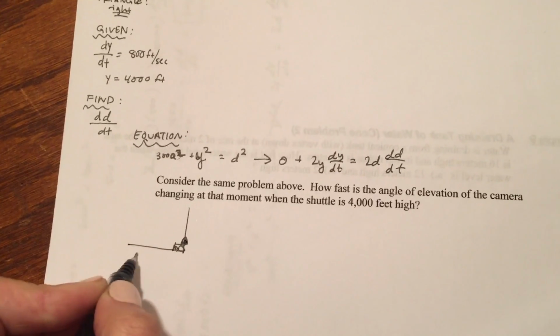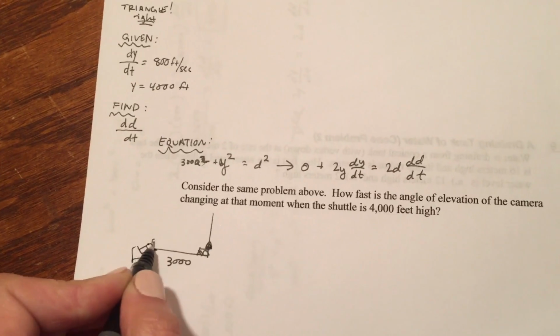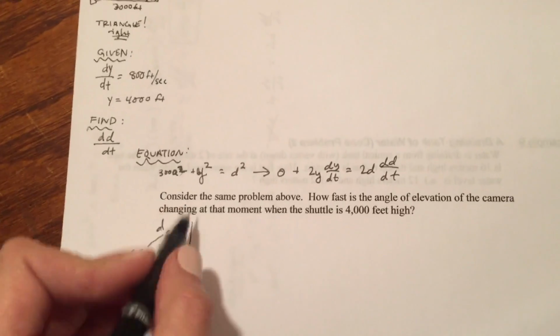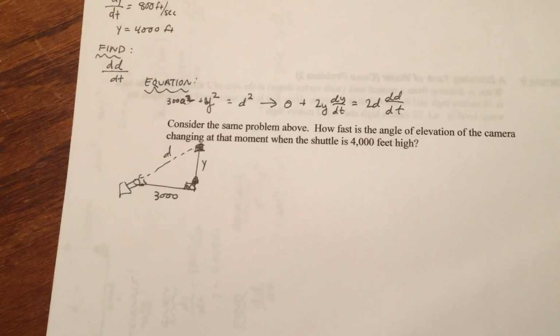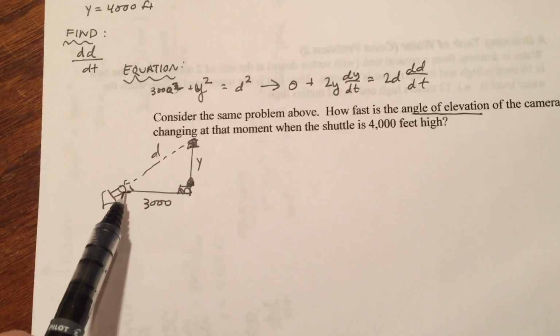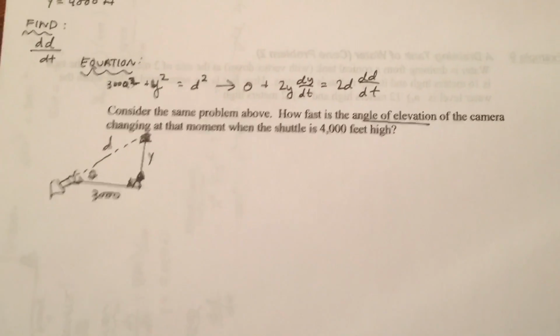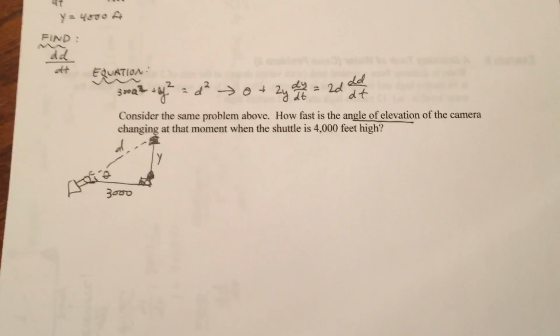Launch pad. This is 3,000 feet. That camera is here. Okay, this is our D, right? And our shuttle actually shot up here, so this is our Y. Now, the angle of elevation, this goes back to pre-calc, okay? But the angle of elevation from down looking up is going to be right here, right? So we still approach this the same way. We're just using our math skills here, okay?